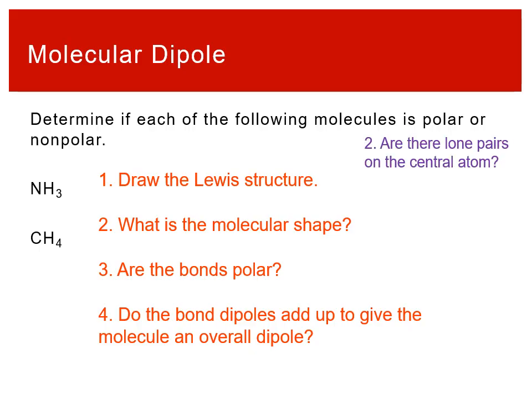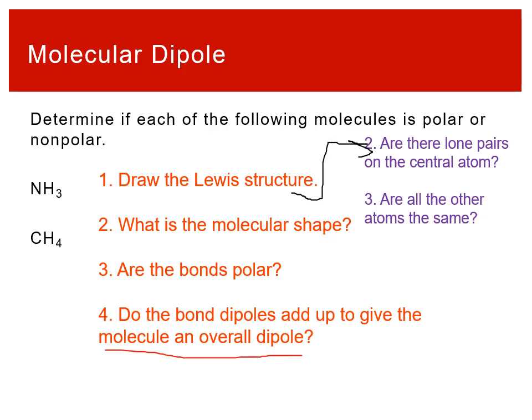After we draw the Lewis structure, we could instead just say, are there lone pairs on the central atom? Are the outer atoms the same? One of the things is that this kind of longer route does let you know which side is positive and which side is negative of the molecule. This will only tell you, is the molecule polar or not? It's an easier process, so you don't get as much information.